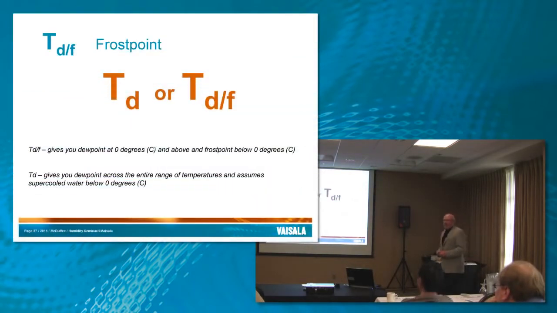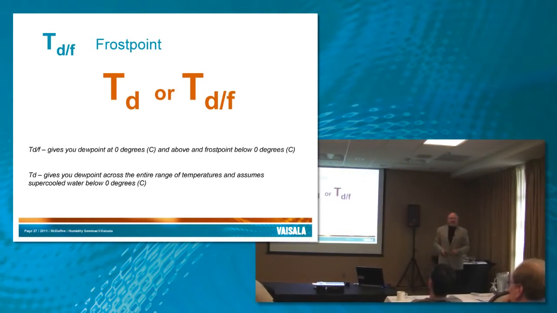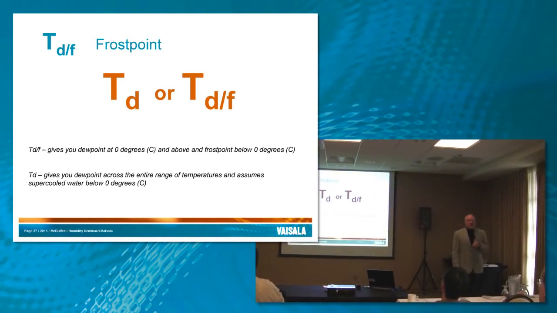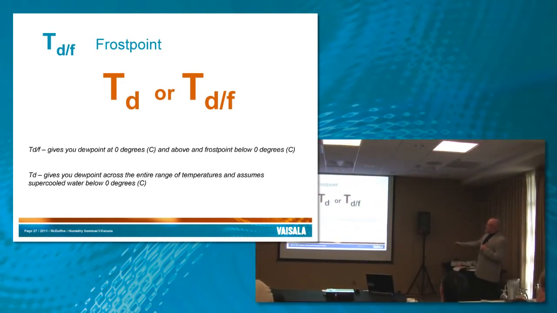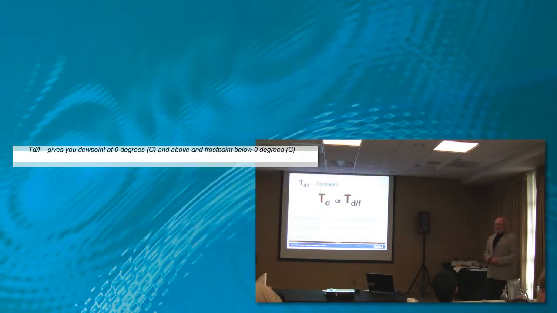In Vaisala instruments like the HM70 we just mentioned, you'll see either TD, which gives you a true dew point across the entire range, or you'll see a TDF, which means you have dew point above 32 degrees and frost point below. But the point here is, you should know what your instrument is giving you. If it just says dew point, it's good practice to know, am I getting a true dew point or am I getting a frost point below 32? So you should inquire about that if it's not made obvious by the manufacturer.